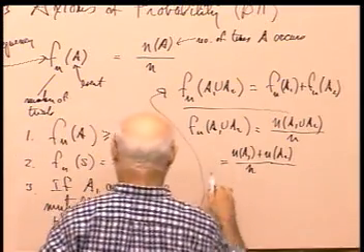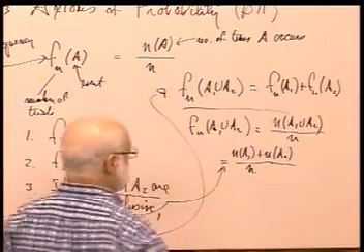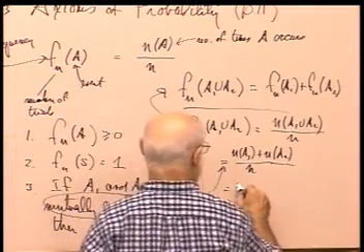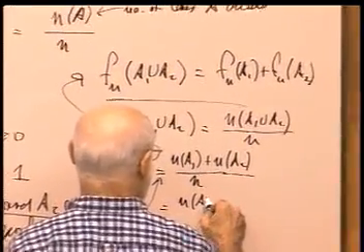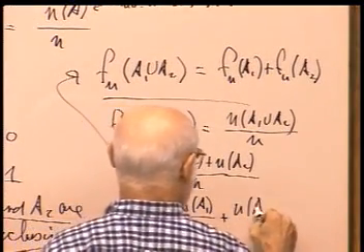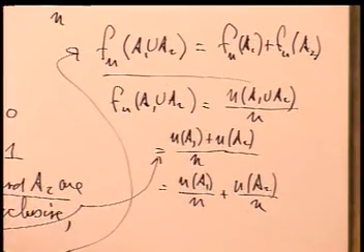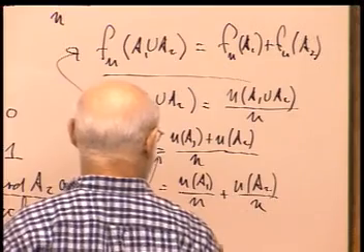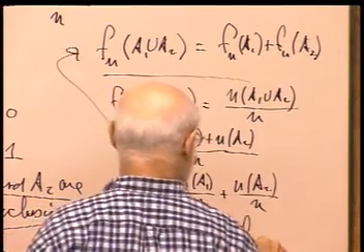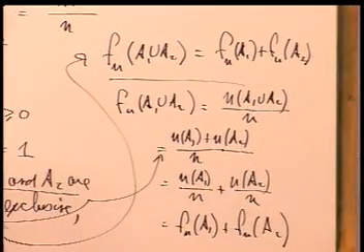Okay, so this equal sign is because of the assumption that the events are mutually exclusive. But now by ordinary algebra, that's the same thing as n of A1 over n plus n of A2 over n. But then by definition, that's the same thing as the frequency of A1 plus the frequency of A2, and so this statement is obviously true.